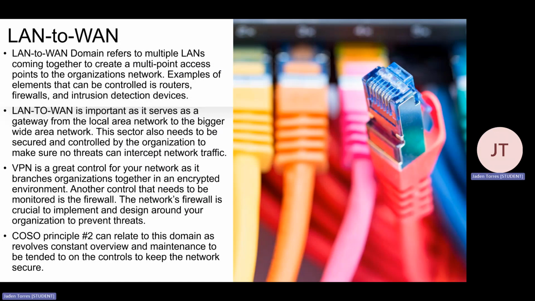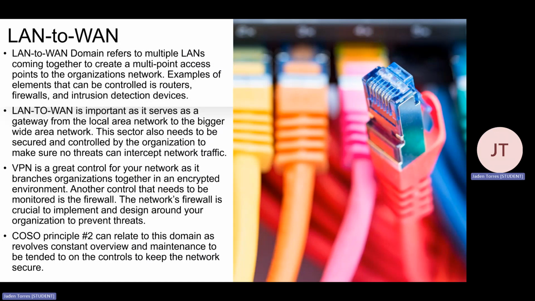Examples of elements that can be controlled in this domain are routers, firewalls, and intrusion detection devices. All right, LAN to WAN is important as it serves as a gateway for the local area network to become the bigger wide area network. This sector also needs to be secured and controlled by the organization to make sure no threats can intercept network traffic. Certain protocols can also be put in place to prevent this from happening. One control in particular is a VPN.